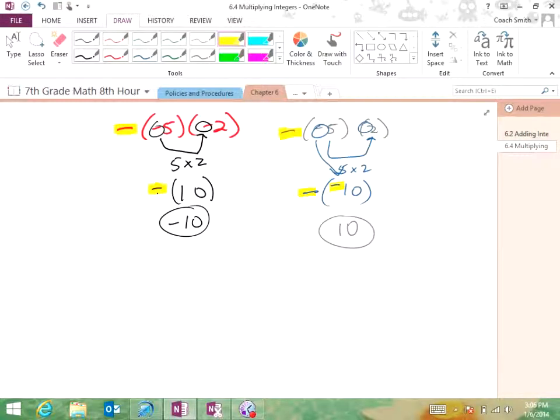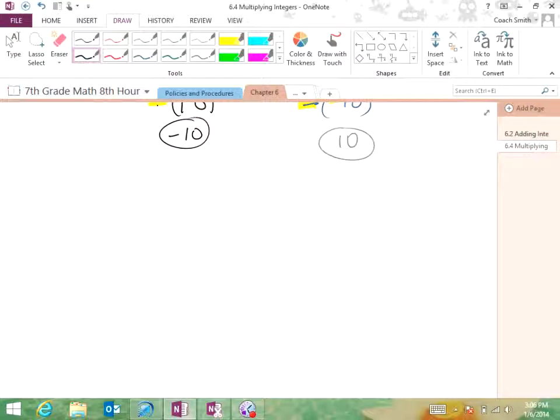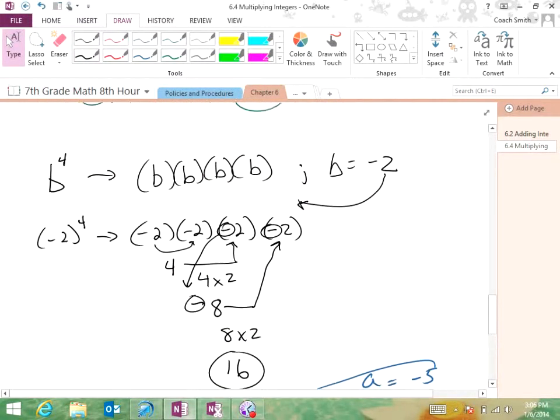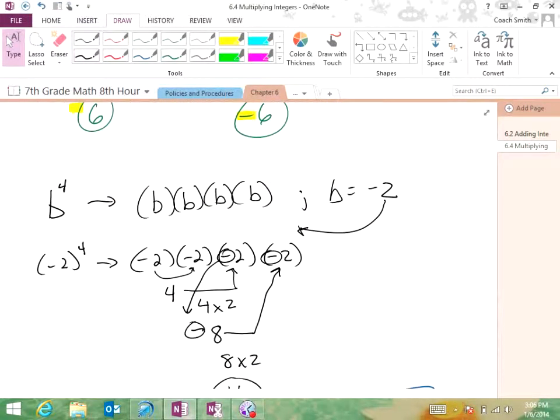Okay, so I want you to do this one. A to the second power, where A is equal to negative 5. Now, remember, we did one very similar to this with our B to the fourth power.